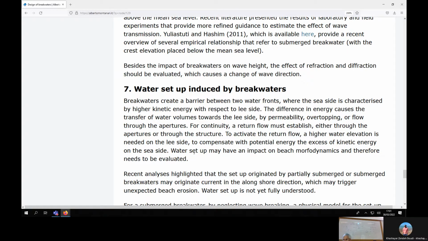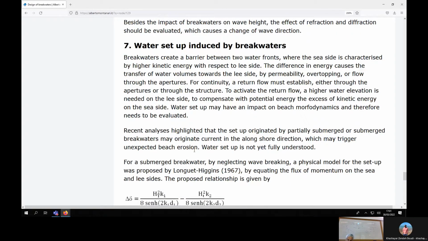And recent findings highlighted that the setup originated by partially submerged or submerged breakwaters may originate currents in the longshore direction. So this is something interesting, and which may trigger unexpected beach erosion.